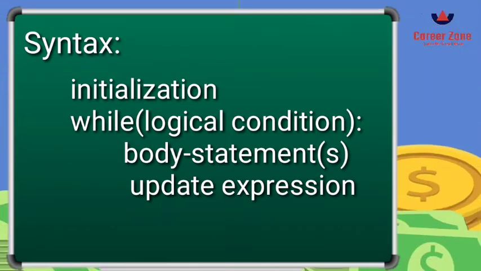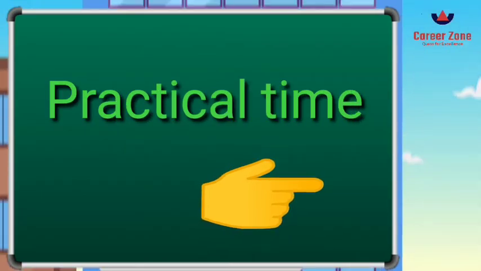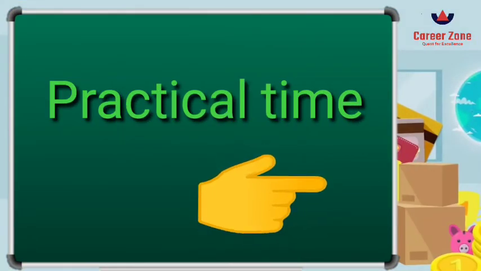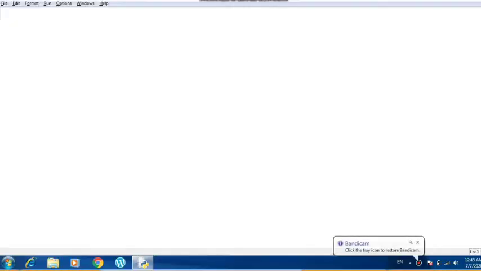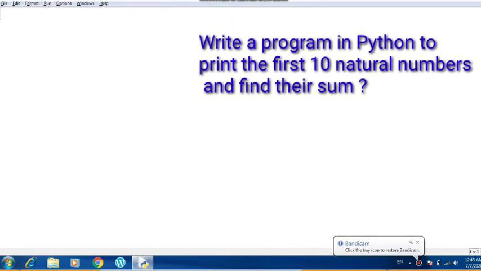So let us see first, so that we can understand in a better way how the while loop works. To show you the working of the while loop, I am going to show you one program, in which I am going to print the first 10 natural numbers along with their sum. So I want to find the sum of the natural numbers, and I want to print the first 10 natural numbers as well. As we are going to print the first 10 natural numbers, the value of the loop variable will start from 1 and go till 10.